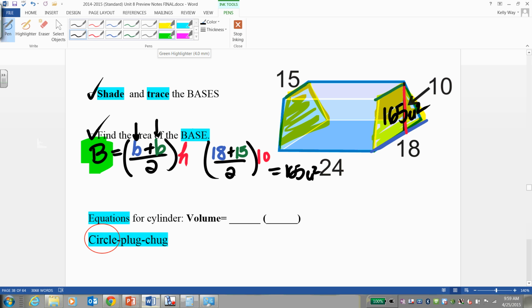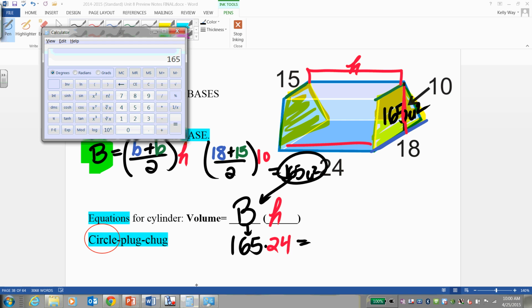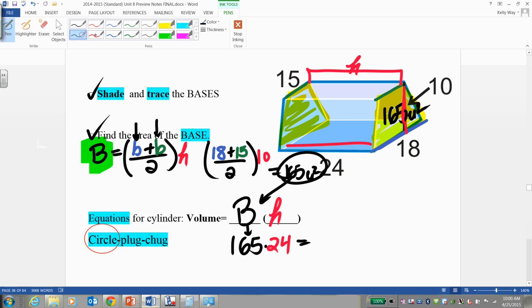Now volume is going to be area of the base. Notice I'm using a capital B times height, which in this case is the distance between the bases. So my volume here is 165, that's my base right there, times my height, which is the distance between the bases. In this case, it's 24. So you have 165 times 24, we get 3,960. And that's going to be units. Volume is 3D, so that is cubed.